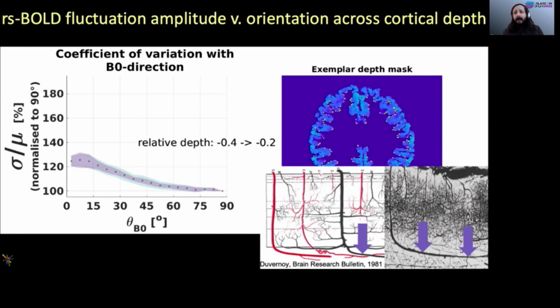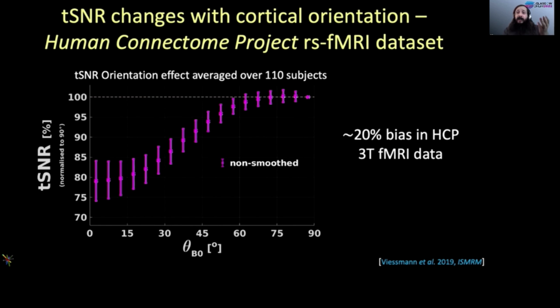And so we're seeing this orientation effect also in high-quality modern data sets with more conventional voxel sizes, such as that provided by the Human Connectome Project, which shows about a 20% orientation effect in their 3T resting state fMRI data as well. So this suggests that it may be a little less likely to see functional connectivity in cortical locations that are perpendicular to B0, but this should be straightforward to correct.